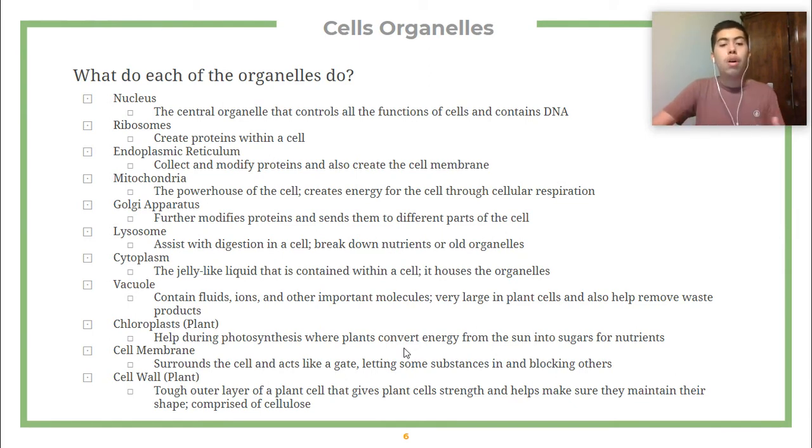And then the cell wall, it's specific to plants, and it's the tough outer layer of a plant cell that gives plant cells strength and makes sure they maintain their shape. And it's comprised of cellulose.